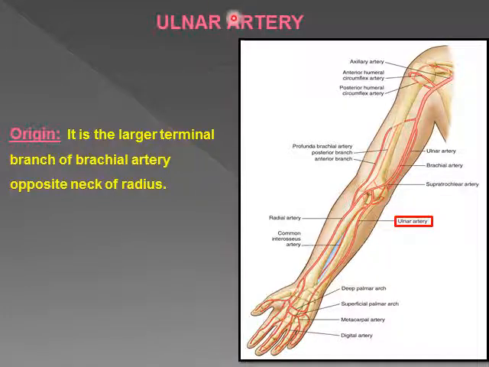The ulnar artery is the larger of the two terminal divisions of the brachial artery, beginning opposite the neck of the radius. Along its course, in the upper third of the forearm, it passes obliquely to reach the medial side of the forearm. Then, in the lower two-thirds, it descends vertically and leaves the forearm to reach the hand by passing in front of the wrist.